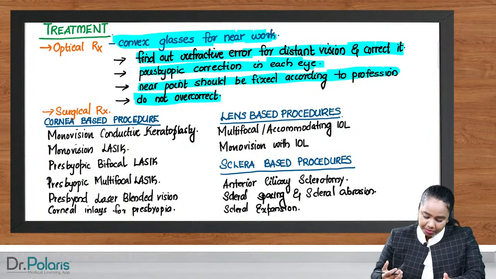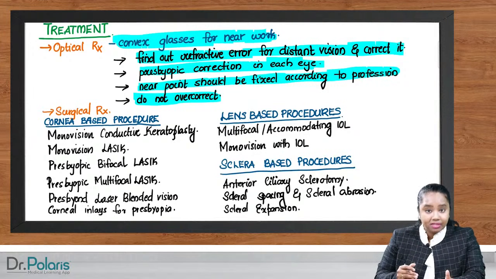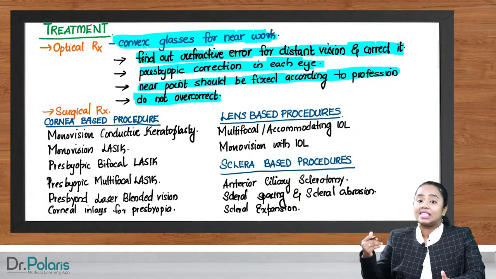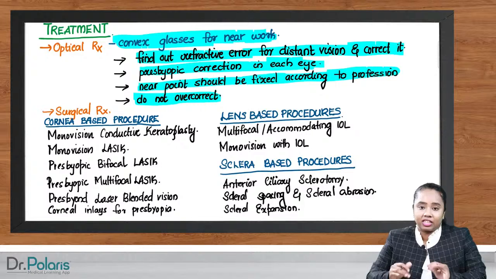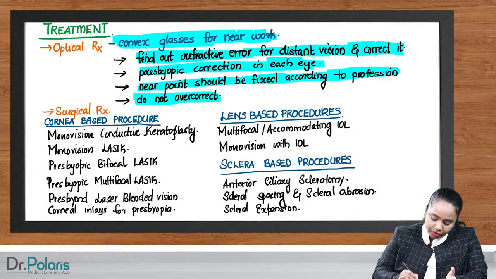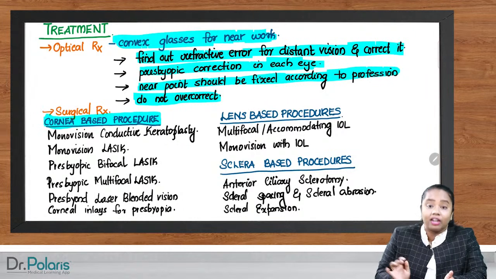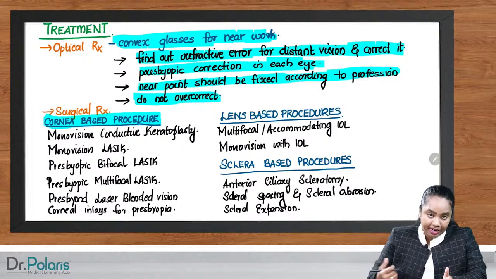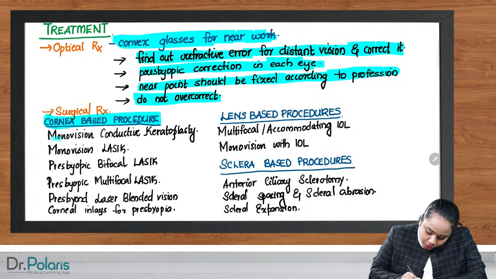Now, in surgical treatment, you have three important aspects. You can do procedures in the cornea, you can do procedures in the lens, you can do procedures in the sclera. So, based on which area is being corrected, the procedures differ. So, the first thing is cornea based procedures. If certain procedures are done in the cornea, presbyopia can be corrected. Now, how is it done? The first one is monovision conductive keratoplasty.